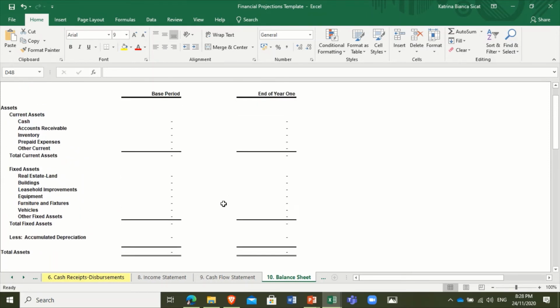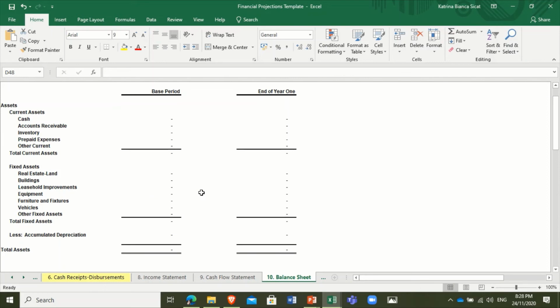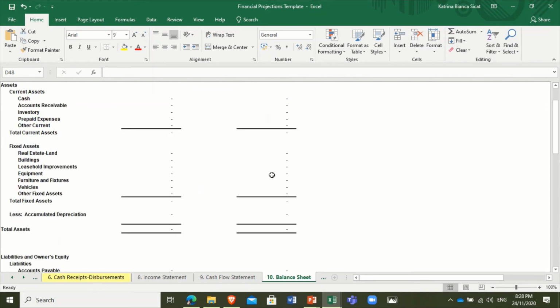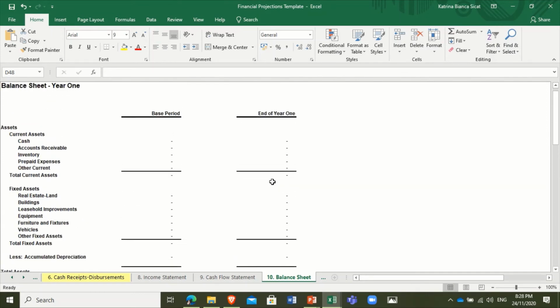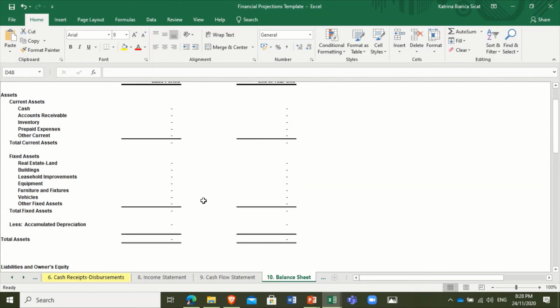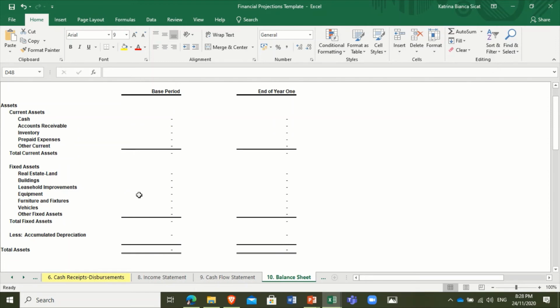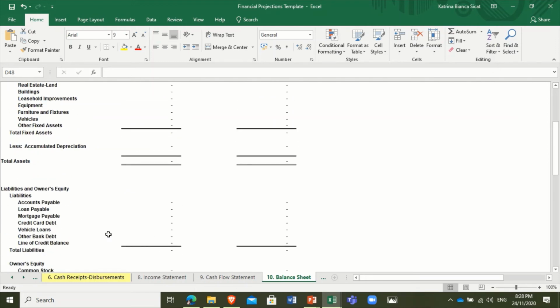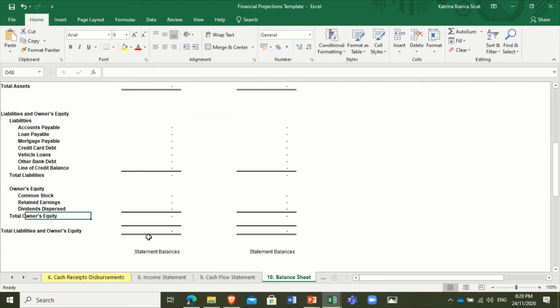Okay? So again, please be mindful. As you can see, this is the base period and then there's the end of year 1, which computes automatically. Of course, with a balance sheet, you know that total assets must balance with total liabilities and total owner's equity.